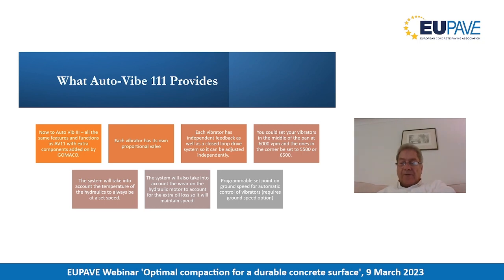The system will take into account the temperature of the hydraulic oil and always be at a set speed. It will also take into account the wear on any hydraulic motor to account for the extra oil loss, so it will maintain the speed. The programmable set point on the ground speed and automatic control of vibrators does require the ground speed option to be added.